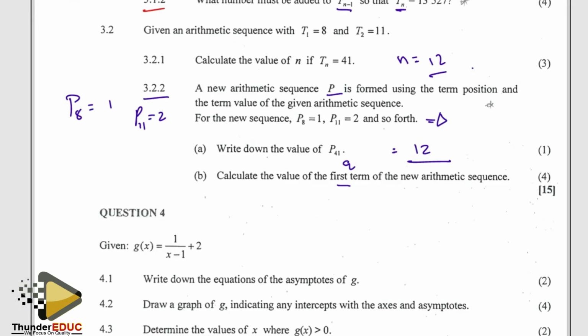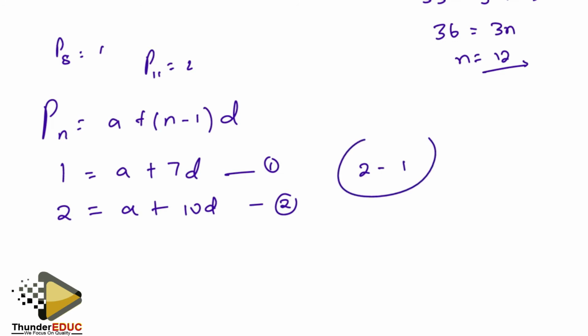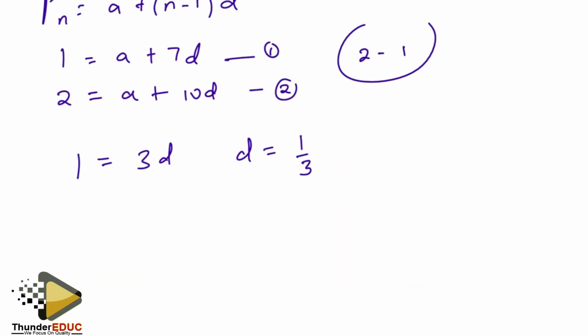But also they told us that P11 is 2. So if I use P11 to be 2, that's going to be 2 is equal to a plus 11 minus 1, that's going to be 10d. Call that equation 1, call that equation 2. Let's subtract 2 minus 1. So 2 minus 1, that's 1, is equal to, a cancels out, 10 minus 7 is 3d, which means my common difference is a third. Which means we are adding or subtracting a third every time.